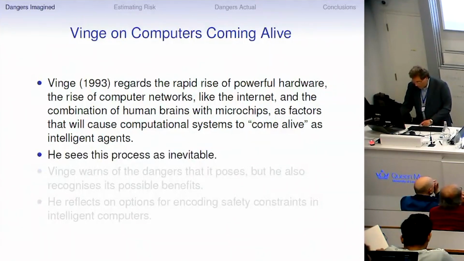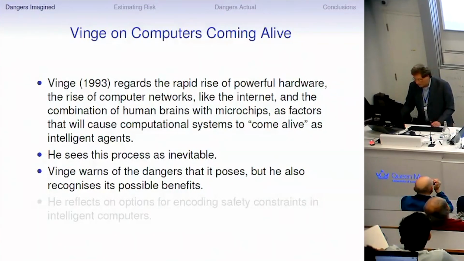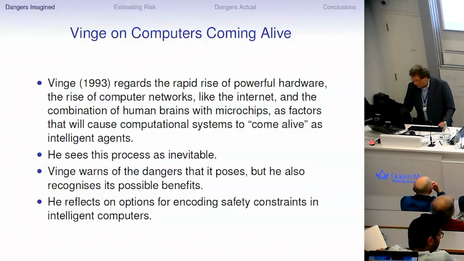Now, interestingly enough, he warns of the dangers that this kind of development will pose, but he also recognizes its benefits, as does Good before him, and as does the next person I will discuss. So they have a kind of fairly balanced view of what they see superintelligent agents producing. They see them as producing tremendous benefit, but also danger. So there's a kind of mixed view here. He, that is Vinge, reflects on the options for how to encode safety constraints in superintelligent agents, which became and still is very much a topic of conversation.